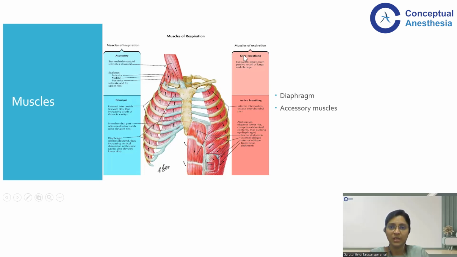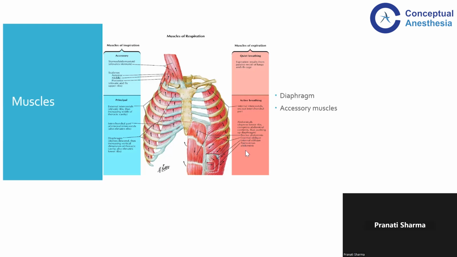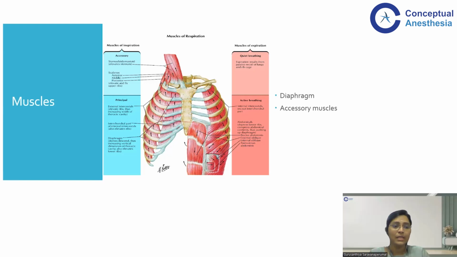Normally, expiration is a quiet process. It is from the passive recoil of the lungs. Suppose the patient has got any respiratory illness, then it becomes an active process, and the muscles aiding are the internal intercostal muscles and the abdominal muscles, which include rectus abdominis, internal oblique, and transversus abdominis muscle. And these are the accessory muscles of expiration.